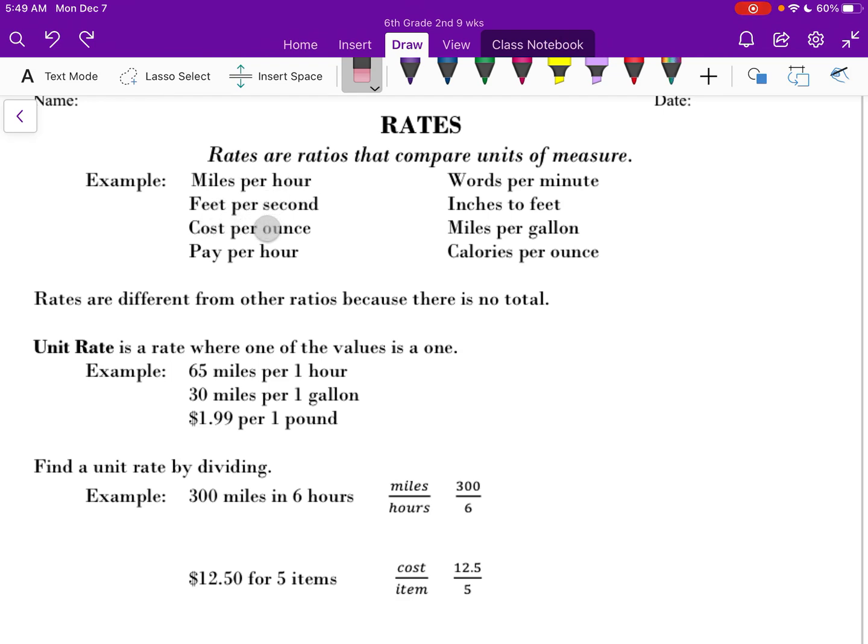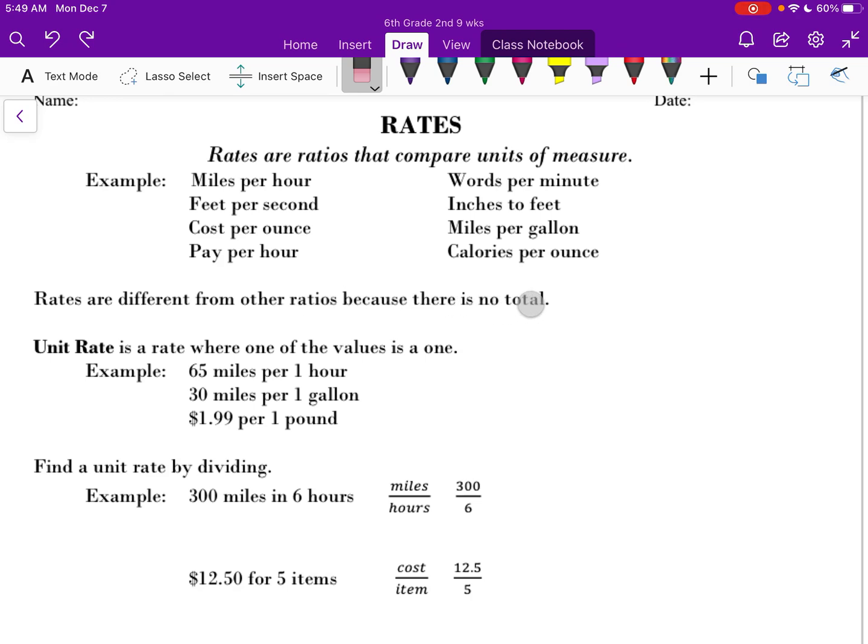Like when you go to the grocery store and you're buying meat or vegetables, a lot of times the cost is charged per pound or per ounce. How much someone gets paid per hour, words per minute someone types, the number of inches in feet, miles per gallon, calories per ounce.